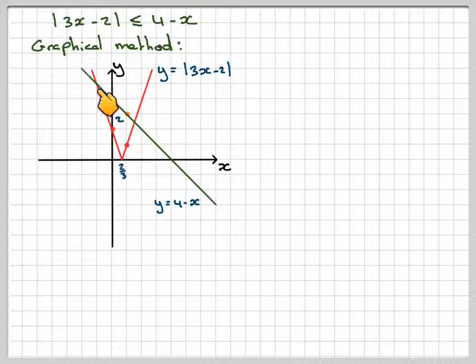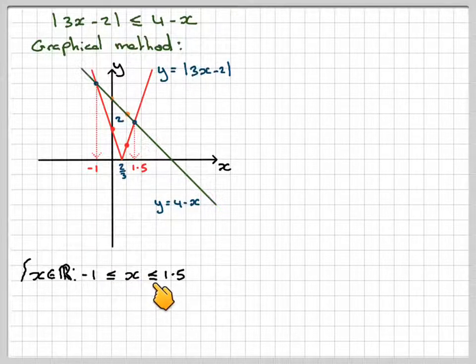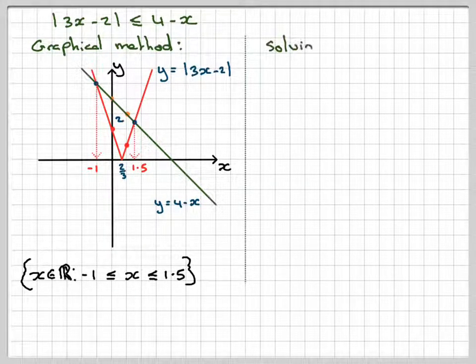Now, where is this graph lower than this graph? And that's going to be from here up until this particular point here. So we can read some values off our graph. So this point here is minus 1, and this point here is 1.5. And therefore we can say that x has to be greater or equal to minus 1, or less than or equal to 1.5, where x belongs to the set of real numbers. Now, more powerful is obviously to use an algebraic method.